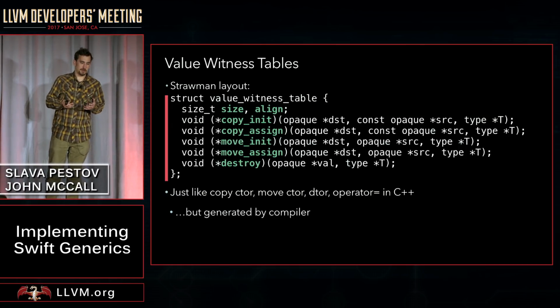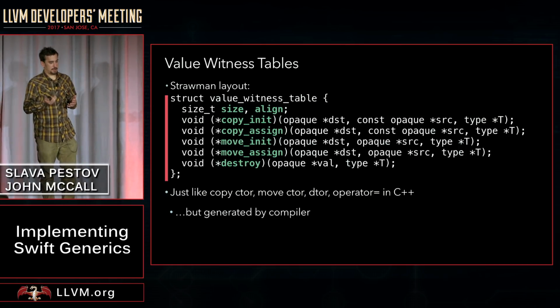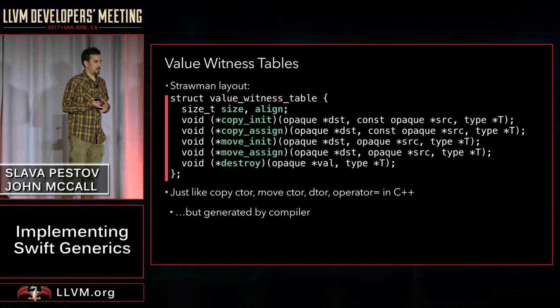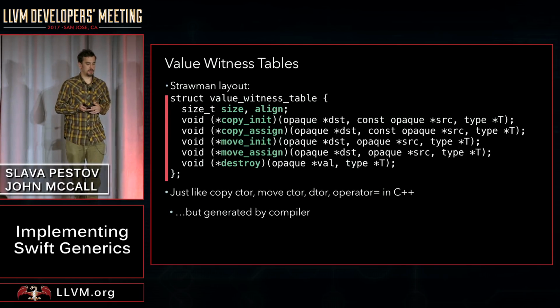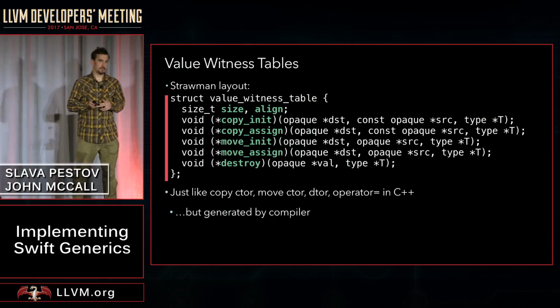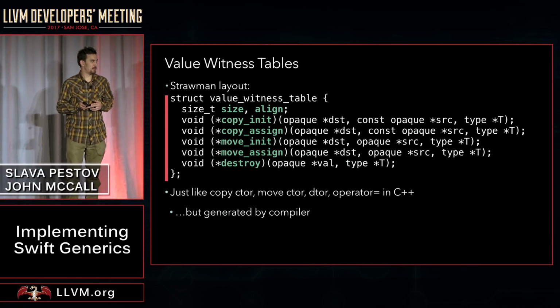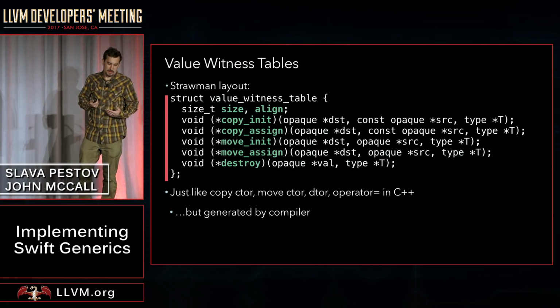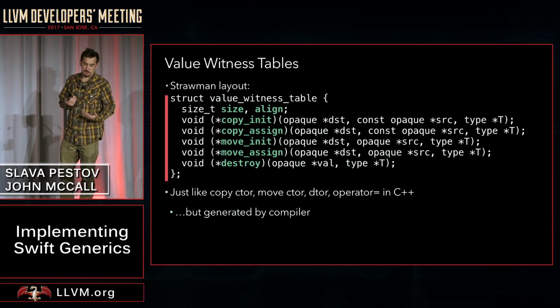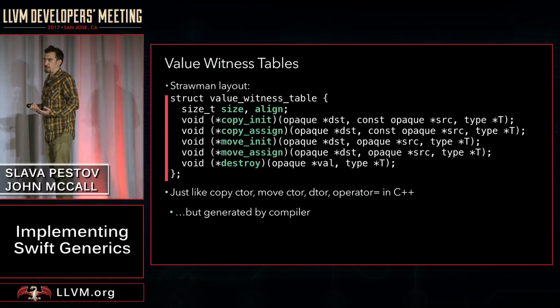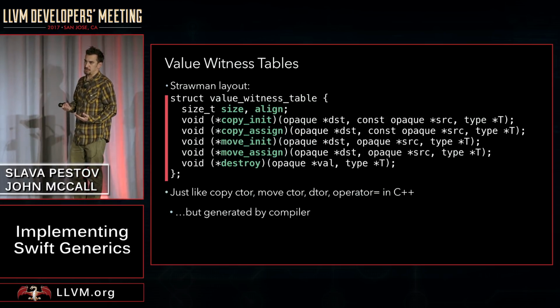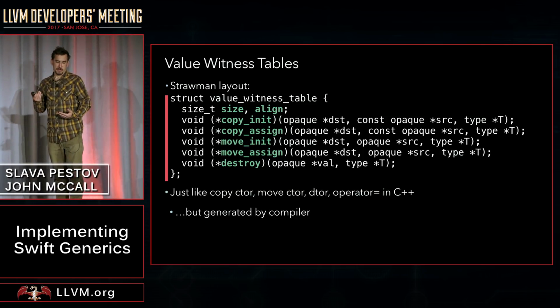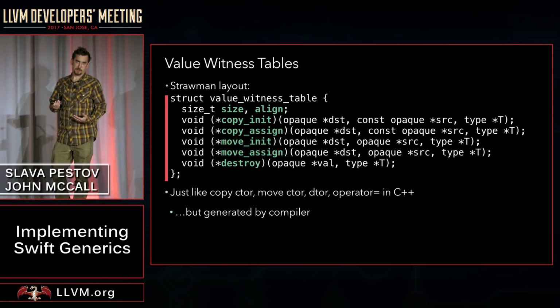And this is called a value witness table. So a value witness table tells us how to copy, move, and destroy values of an unknown type. It also stores the size and alignment of the type so that we can perform runtime type layout. And this is similar to the copy and move constructors, destructors, and assignment operator in C++, except in Swift, the compiler always generates these value witness functions for you.